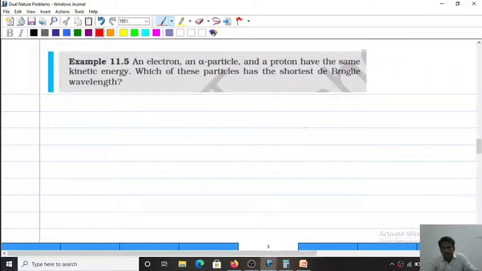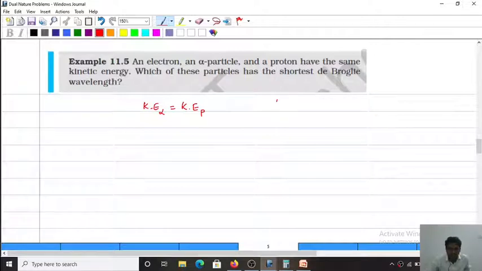Next, fifth one: an alpha particle and a proton have the same kinetic energy. So the kinetic energy of the alpha particle is equal to the kinetic energy of the proton; both are having the same kinetic energy. Which of the particles has the shortest wavelength?